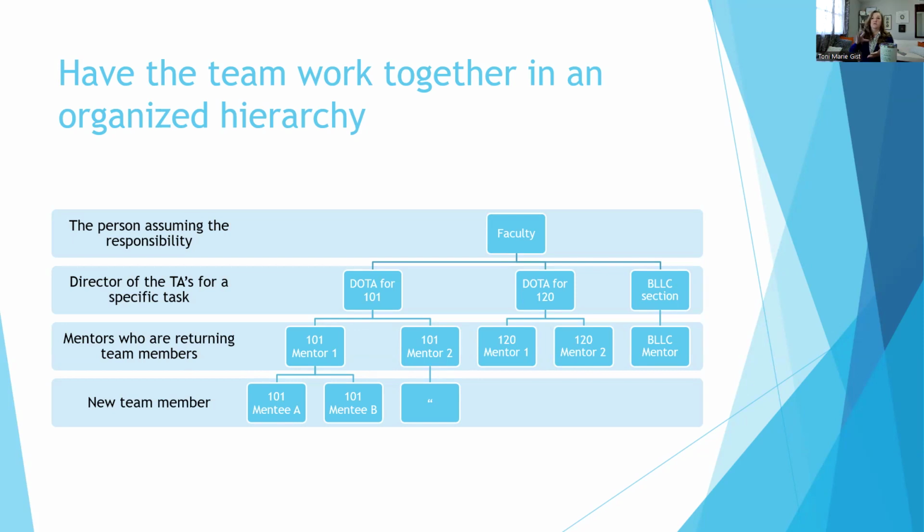Obviously, I'm helping manage the DOTAs. I'm a point of contact for anyone on this hierarchy at any time. And ultimately, this is just how I have it set up. How you might set it up could be slightly different, or you're free to meet with me for coffee and we can talk about it a little bit more if you're wanting to implement something similar.